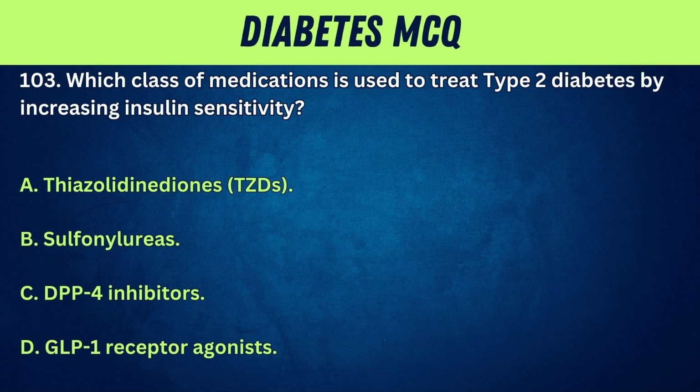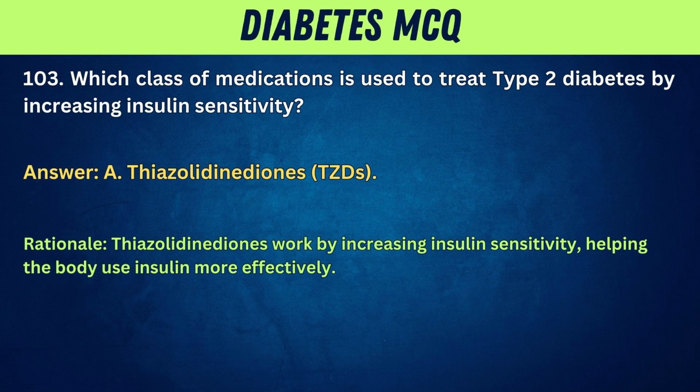103. Which class of medications is used to treat type 2 diabetes by increasing insulin sensitivity? A. Thiazolidinediones, TZDs. B. Sulfonylureas. C. DPP-4 inhibitors. D. GLP-1 receptor agonists. Answer. A. Thiazolidinediones, TZDs. Rationale. Thiazolidinediones work by increasing insulin sensitivity, helping the body use insulin more effectively.